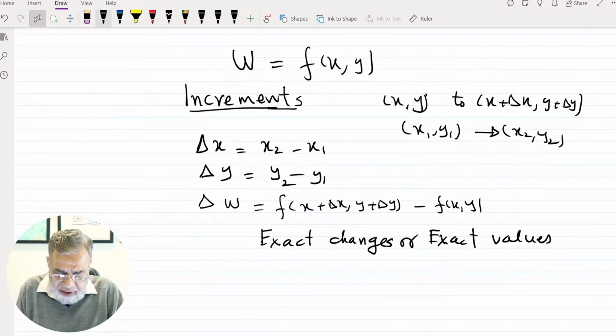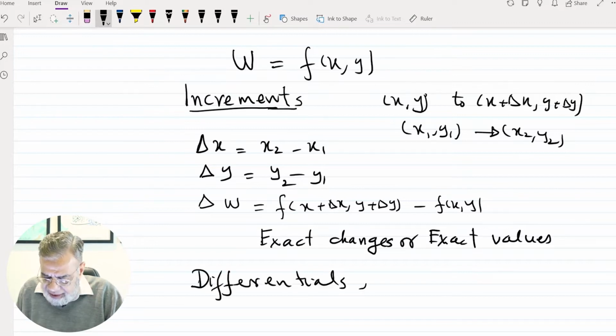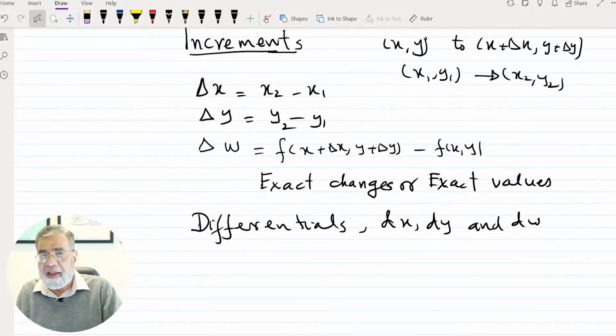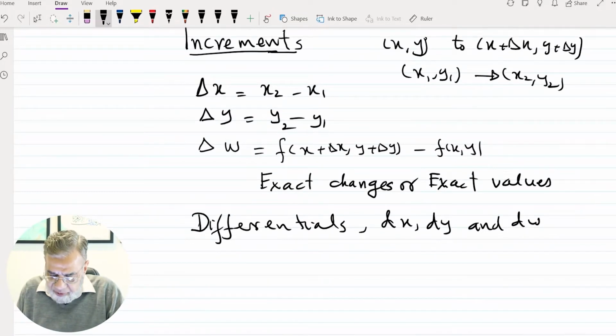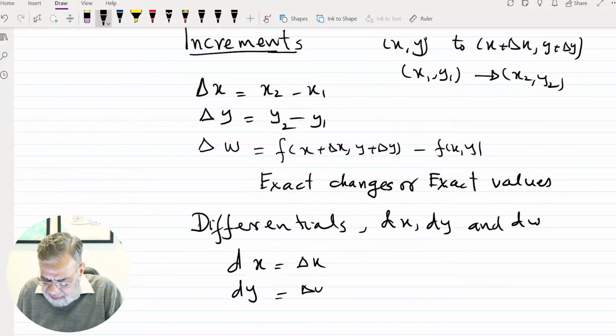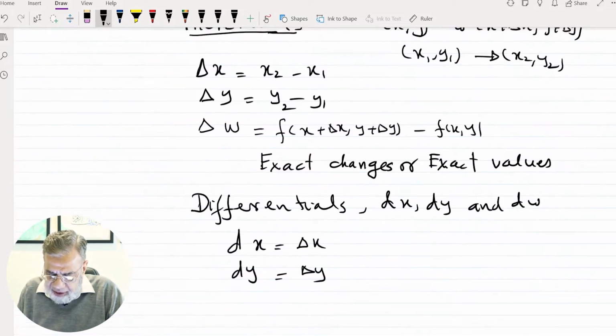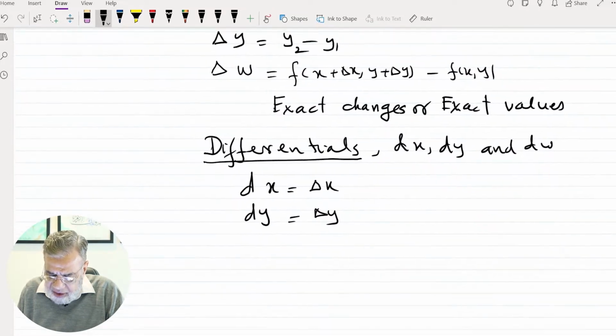Now I want to find the differential, as I've discussed before. So I define the differentials: as in delta x, delta y, we have dx, dy and dw. Now dx and dy are in our independent variables. As discussed before, our dx is equal to delta x and our dy is equal to delta y.